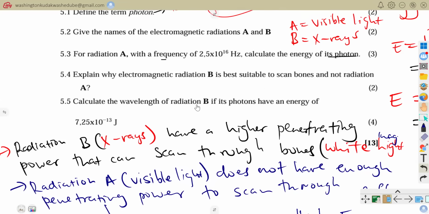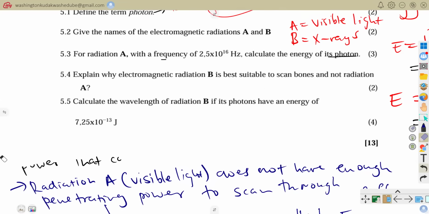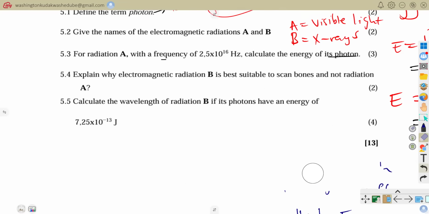Now, calculate the wavelength of radiation B if its photons have energy of that. Now, allow me to wrap this. If you want to write notes or your answers for revision, you can pause and rewind back.